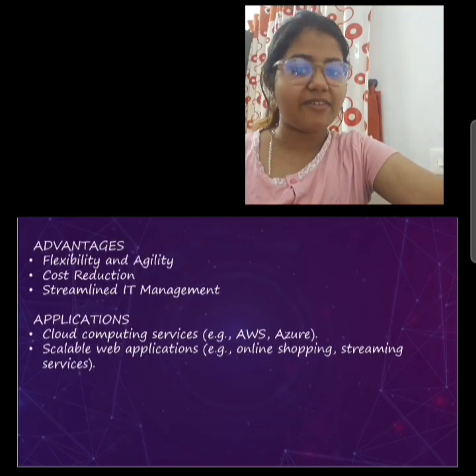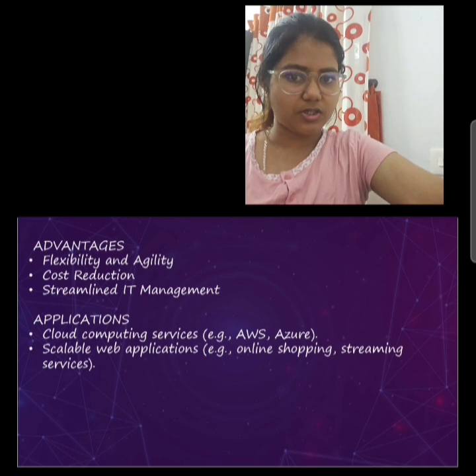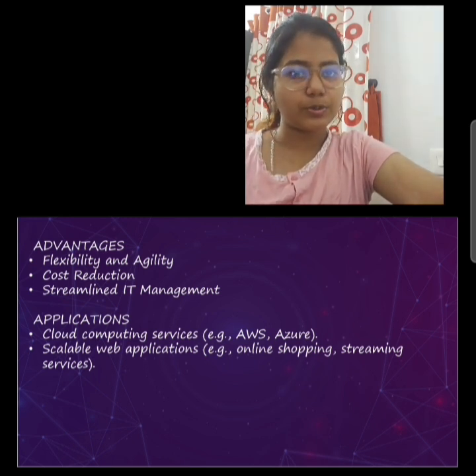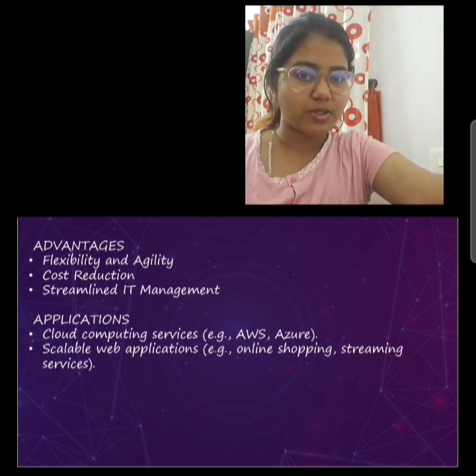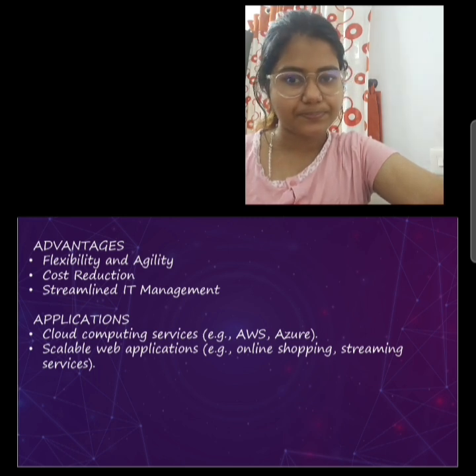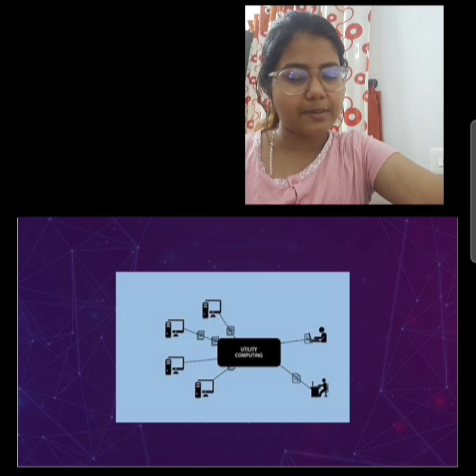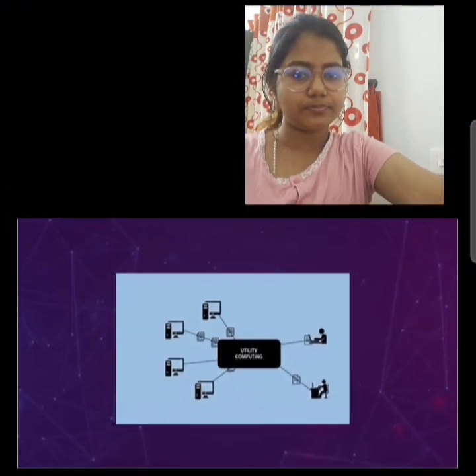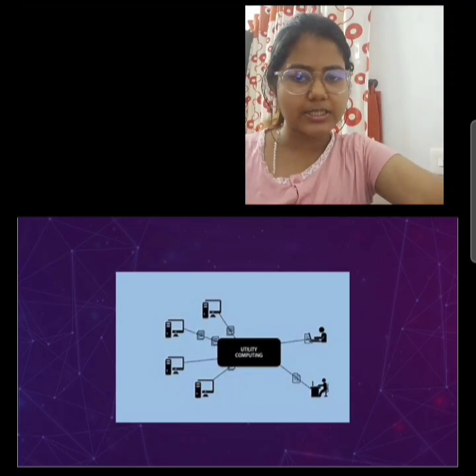So the advantages are flexibility and agility, cost reduction, streamlined IT management. The applications of utility computing are cloud computing services, for example Amazon Web Services and Microsoft Azure; scalable web applications, for example online shopping, streaming services. So this is a diagram of utility computing. So this is all about utility computing.